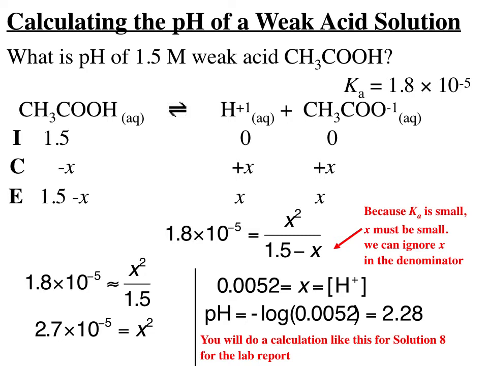Since at equilibrium X is equal to the hydronium, or the H plus, the pH is minus the log of the H plus. The pH of this solution, I would expect, is 2.28. Now this is a calculation like you will be doing for the lab report. It'll be similar to the kind of calculation you'll be doing for solution 8.